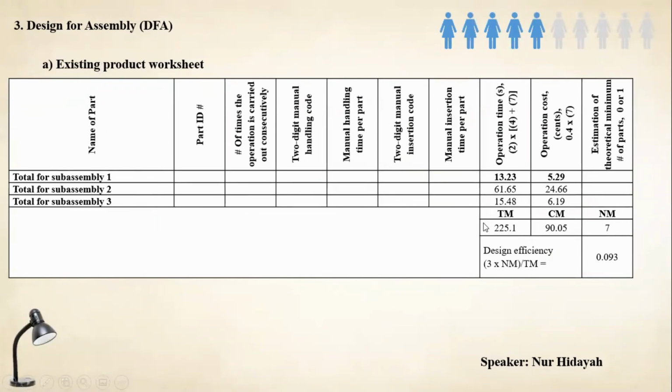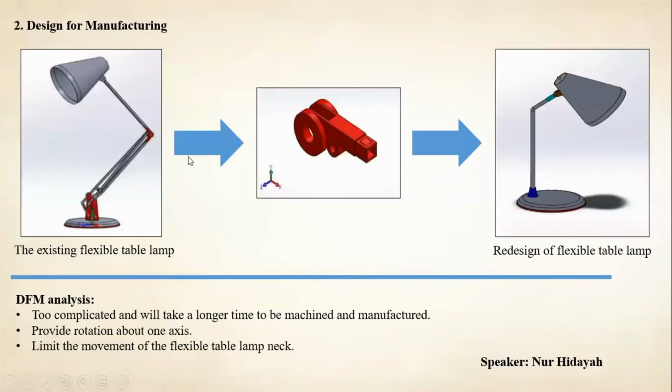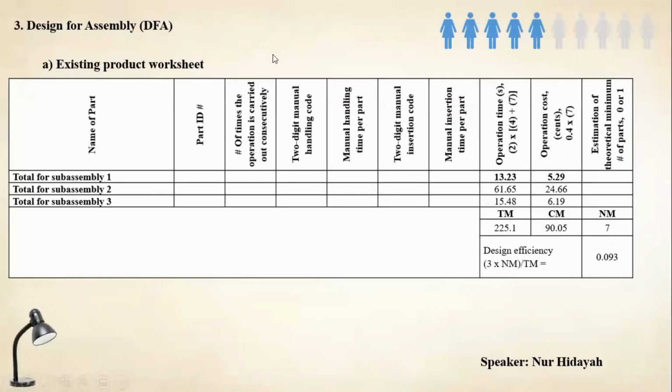As we can see here, the time for manufacturing is 225.1 and the cost is 90.05. So we have sub-assembly 1, 2, and 3. Here is sub-assembly 1, here is sub-assembly 2, and here is sub-assembly 3. Based on this, the design efficiency of the existing product is 9.3%, which means we need to redesign the table lamp.